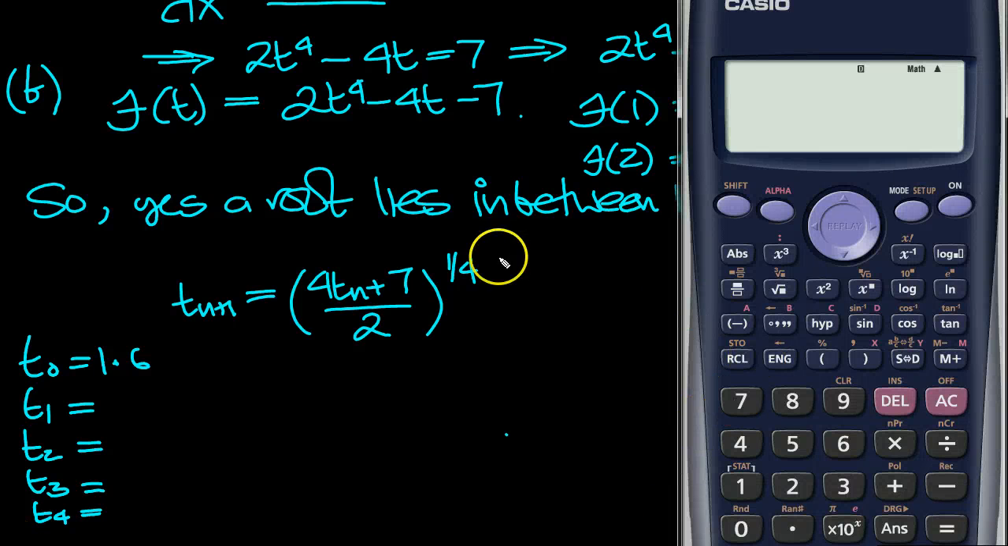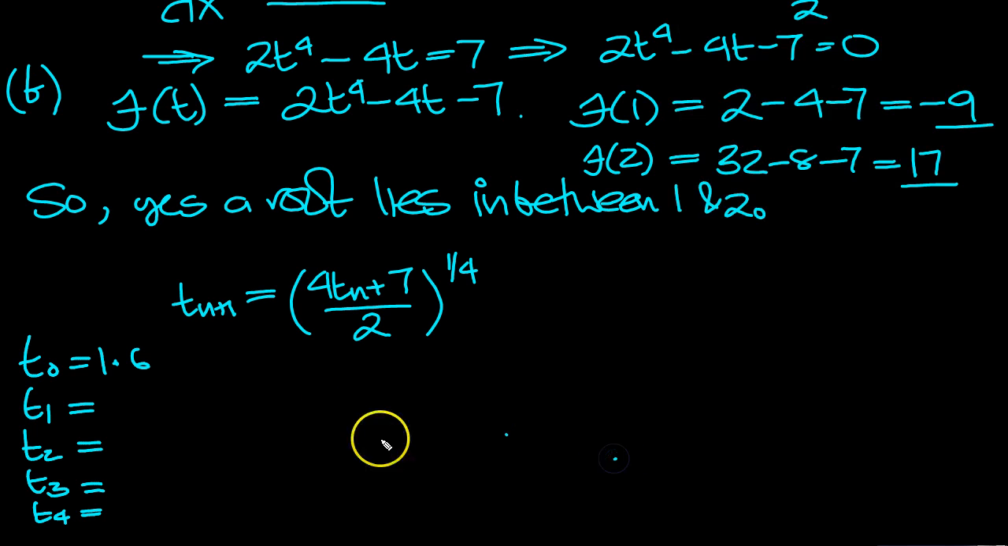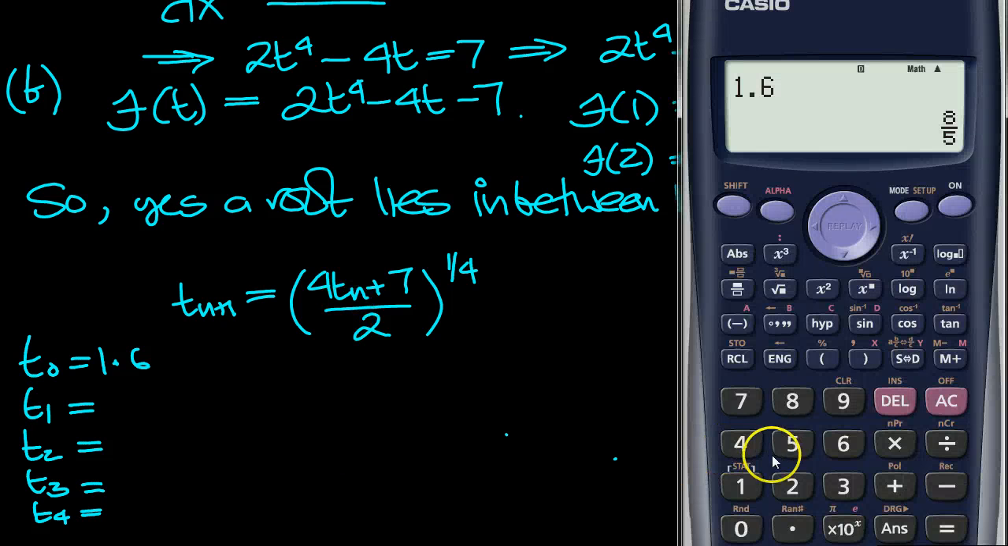So let's type them into a calculator then. So first of all, the 1.6 needs to go in memory. So 1.6 equals, and it's in as an answer, isn't it now? Good. And now we need to just type in this equation here. So 4 times bracket, and then another bracket for the top of the fraction. 4 times answer plus 7, close the top bracket, divide by 2, close the whole bracket, power 1 divided by 4 equals.